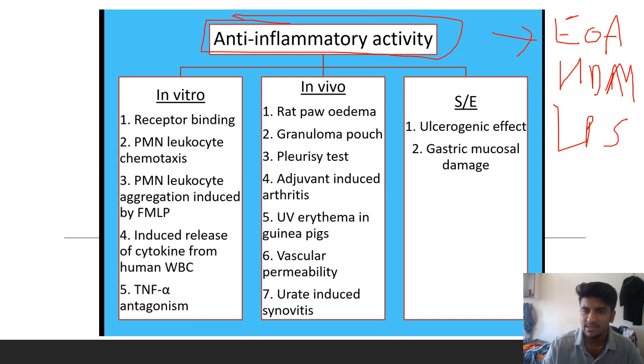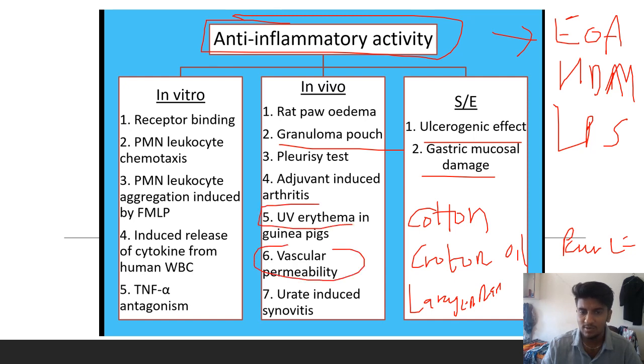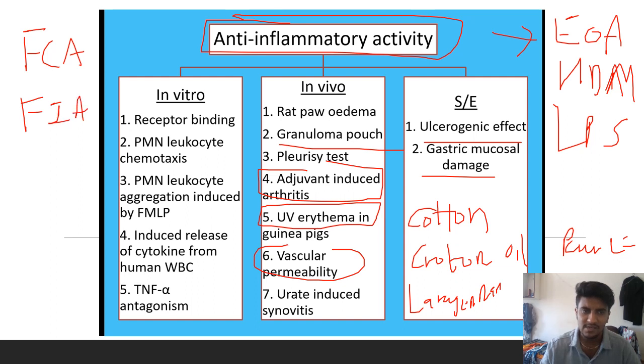Besides this, you also have certain ulcerogenic models, gastric mucosal damage model, granuloma pouch model, cotton pellet model, croton oil model, carrageenan-induced edema. Carrageenan is a widely used irritant. Carrageenan-induced, and you check the edema, vascular permeability model, UV erythema model. UV light causes erythema. Then we have adjuvants: FCA, Freund's complete adjuvant, and FIA, Freund's incomplete adjuvant. They are used in a lot of arthritis conditions.